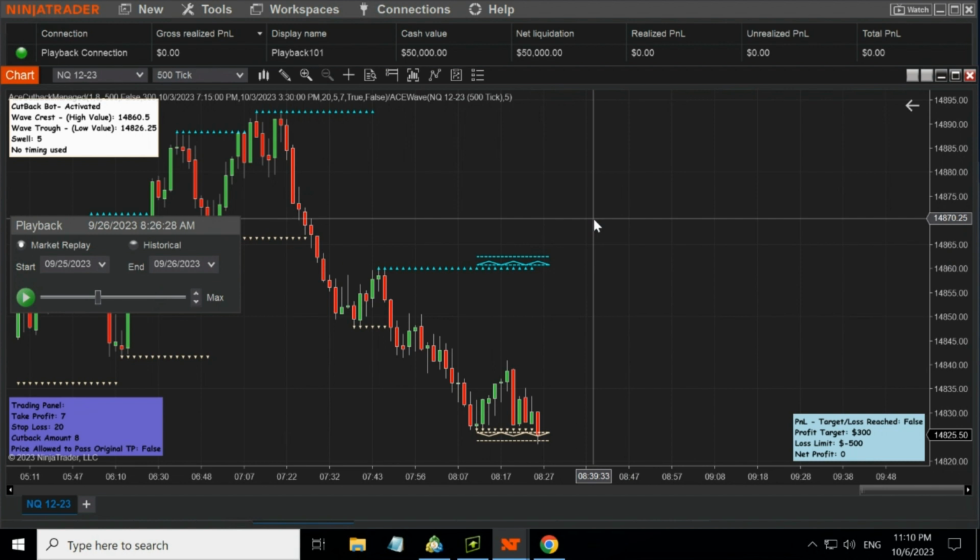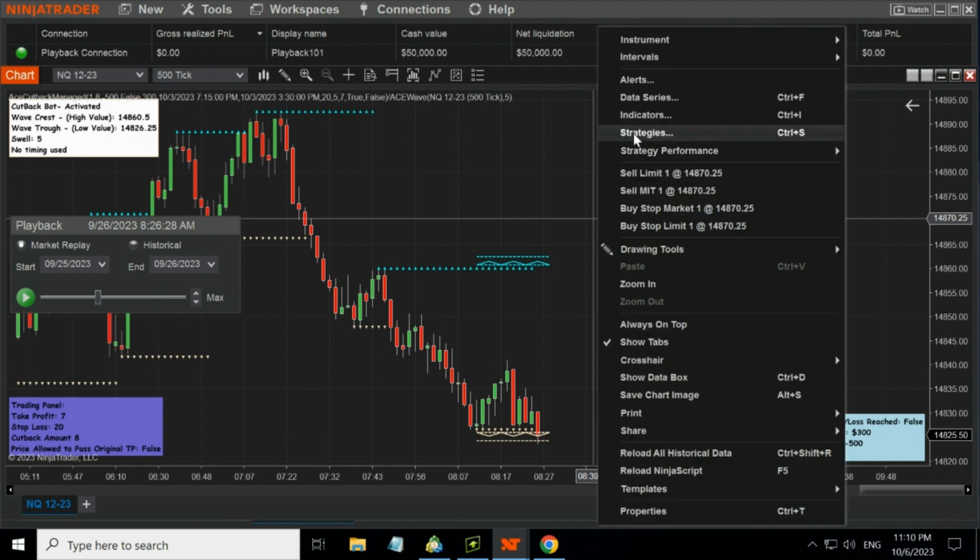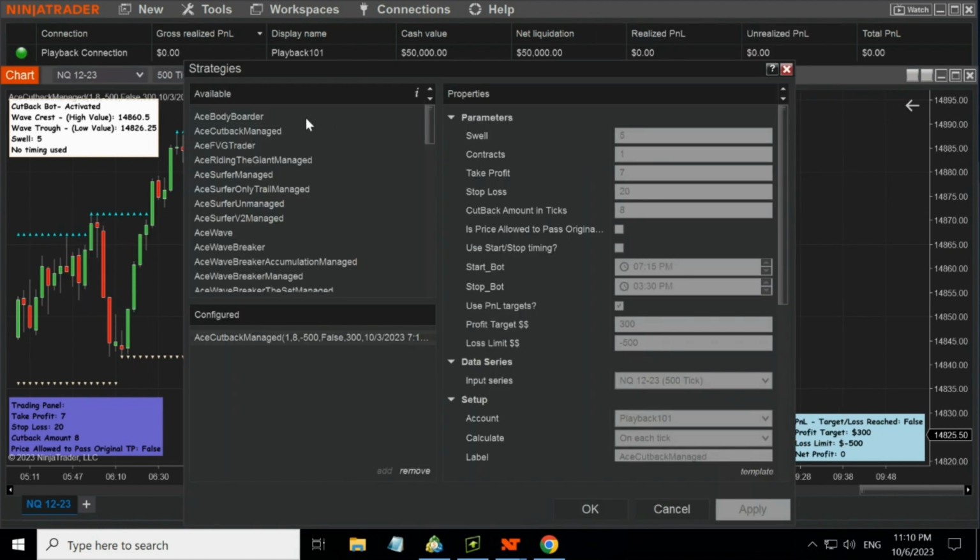But before we do that, I will pull up the strategy. I've already imported the strategy to my NinjaTrader. Under strategies, I have Ace Cutback, and I already have it added to my chart. These settings today are not always my settings. My settings change day to day based on price action. I would often look at the chart and decide how many ticks I want to go for my take profit. I have very similar values, but they do change from time to time.